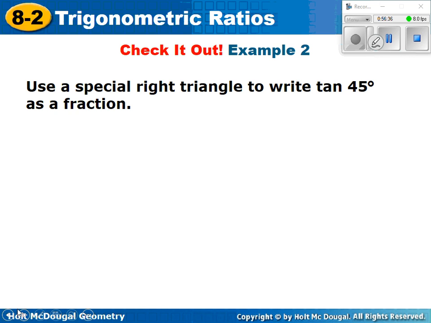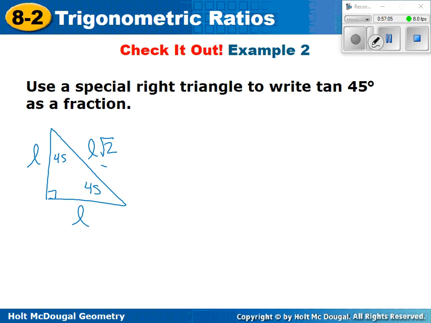Okay, tangent of 45. So if I do the tangent of 45, I'm using this right triangle, 45, 45, 90. When I use my special right triangle, remember this is L, L, and L square roots of 2. Tangent is which sides? Opposite and adjacent. So pick a 45-degree angle. It will not matter which one. Pick one. Okay? What's the opposite side? L. What's the adjacent side? The other L.